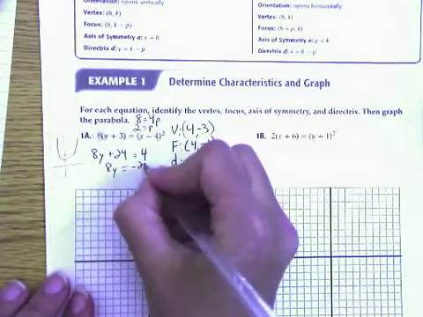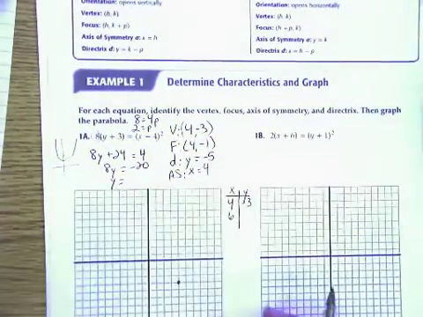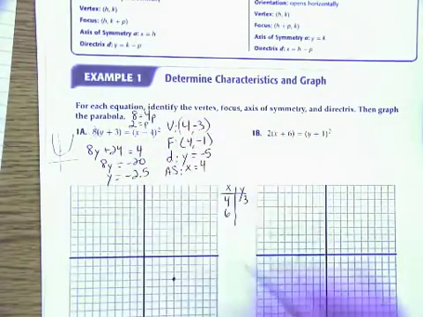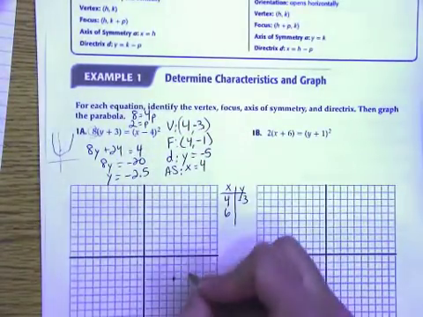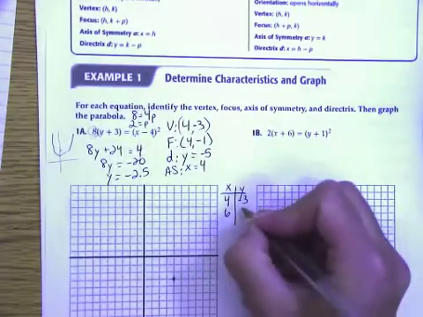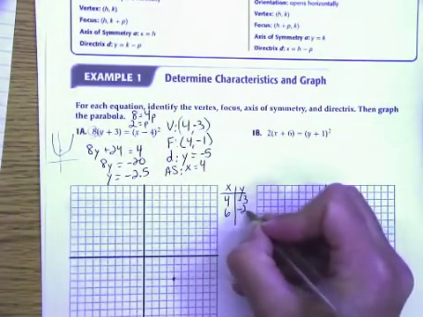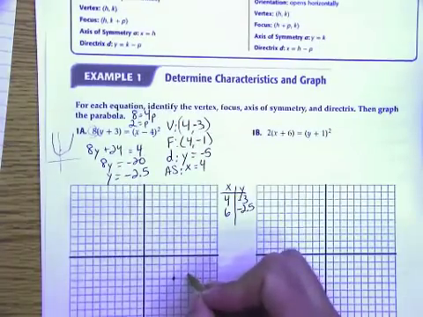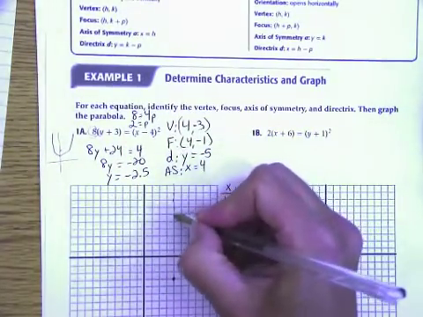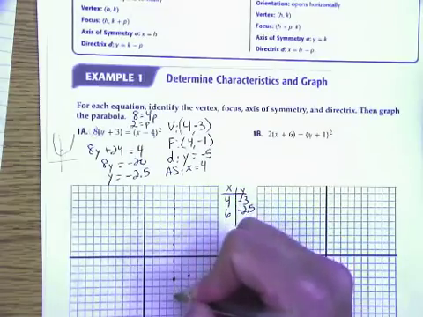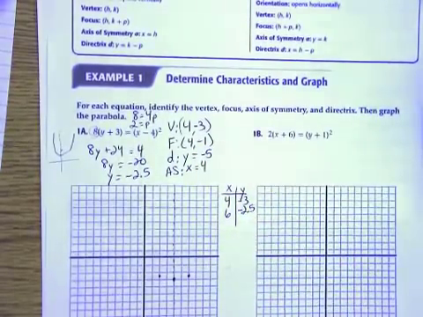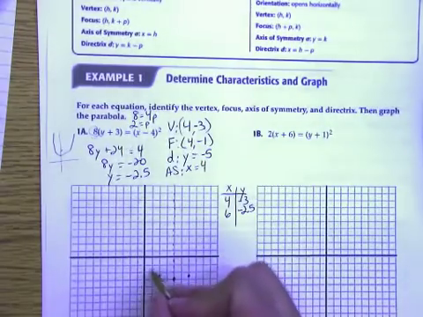8y is -20, so y is -2.5. So 6 comma -2.5 is here. Remember, this is our axis of symmetry. Think about that word symmetry. I can use that symmetry to get this other point. And so this is kind of a wide parabola.